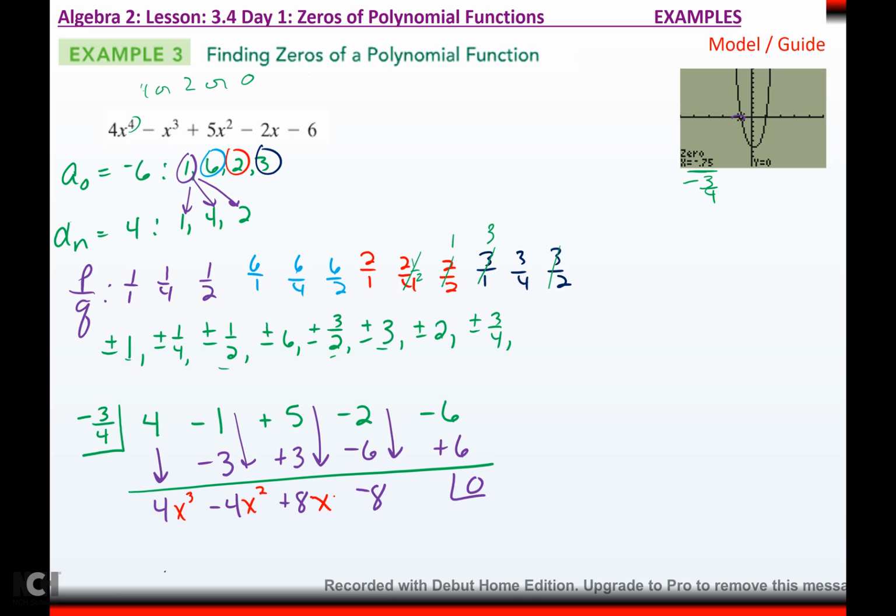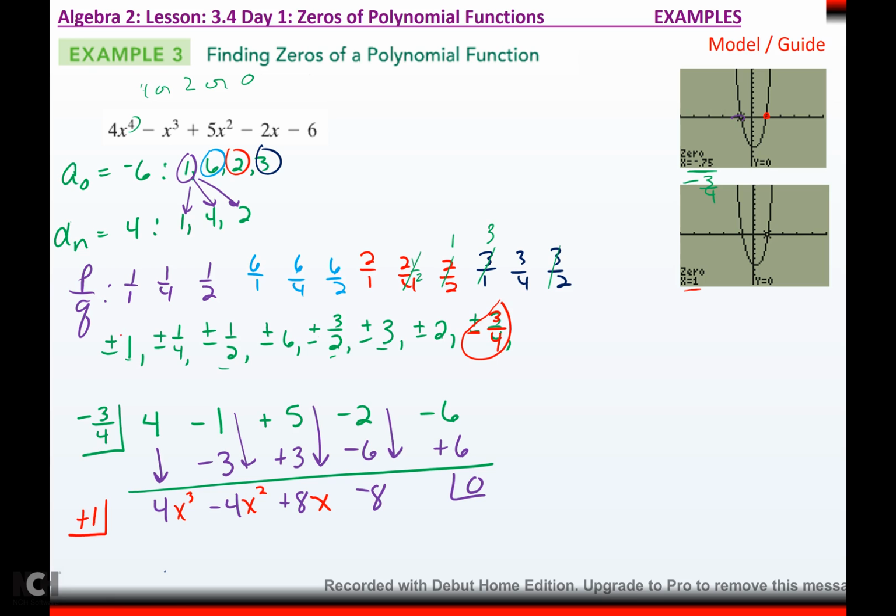Now, the problem is it's still third degree, so I can't use my quadratic tools to get the remaining zeros. So I got to try another one. Negative 3/4 was 1. I got to find another one out of this list. And again, normally you would just pick and choose and try, but I'm going to use my graph. So I'm looking to see where that one is, and it's at positive 1. So now I'm going to put positive 1 in the hole.